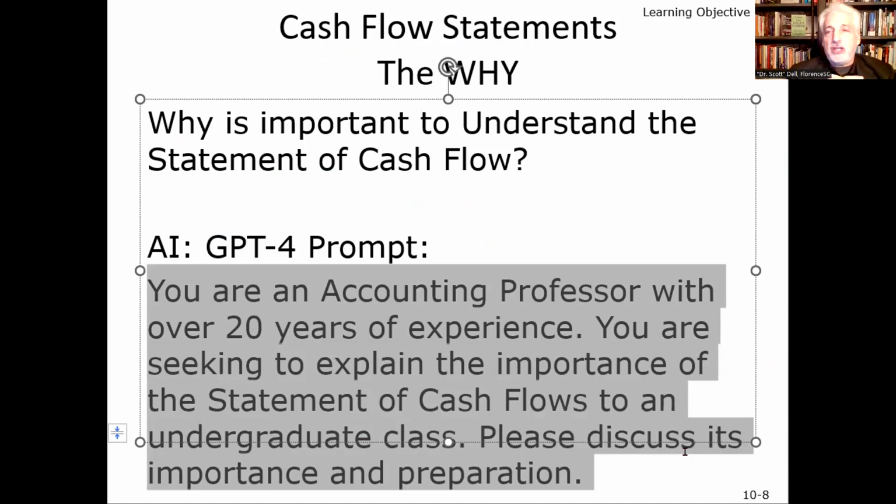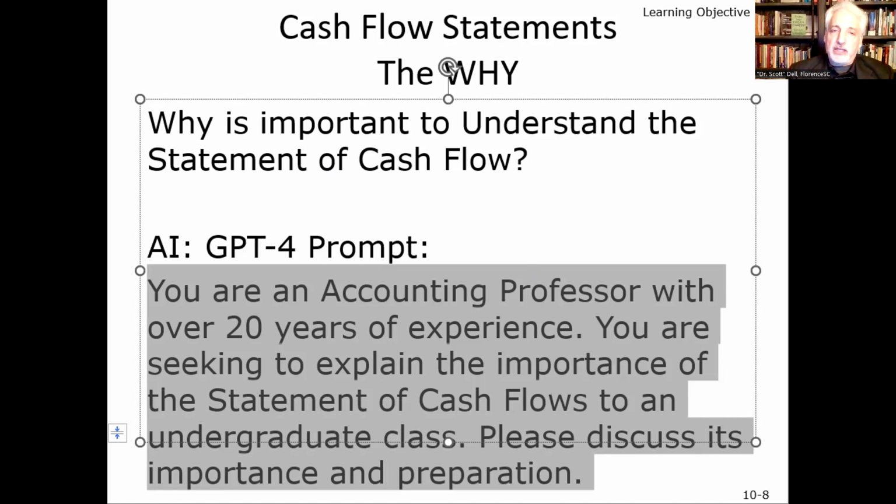But I'm going to use it here right now for our class. So the question is, why is it important to understand cash flow? Well, let's ask GPT-4 and see what it says. And here's the prompt. You're an accounting professor with over 20 years of experience. You're seeking to explain the importance of the statement of cash flows to an undergraduate class. Please discuss its importance and its preparation.